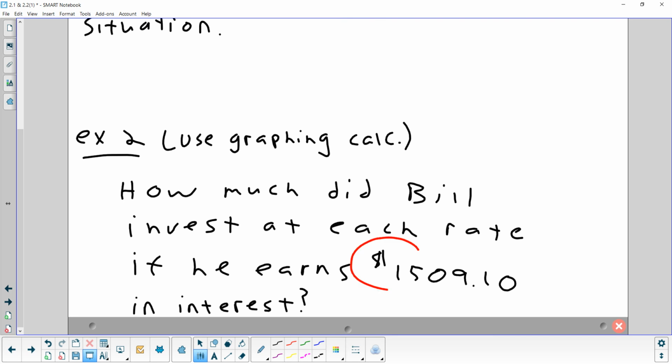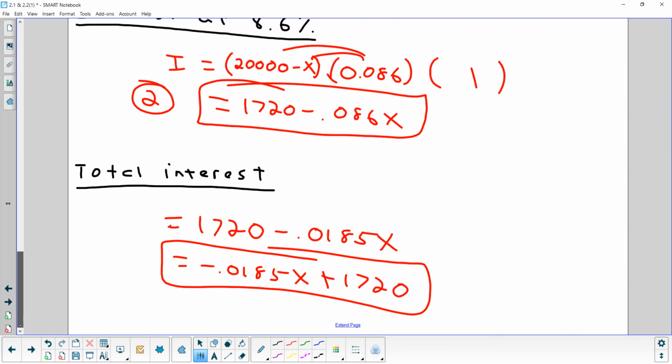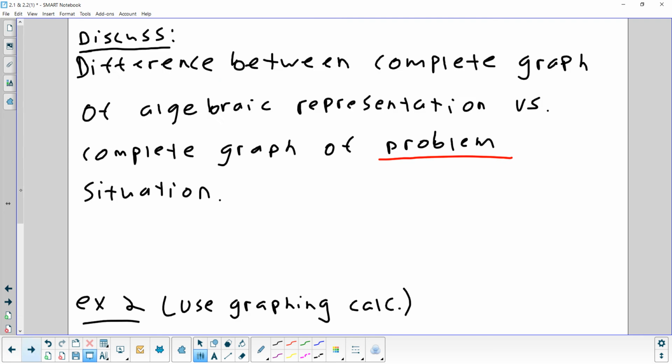So let's see if we can figure out first where that's going to go. He earned a total of $1,509.10. Let me go back to my formula for a second. Where is that going to go in my total interest formula, Tim? On the left of the equation. Yeah, it's going to go on the left-hand side, right there. We're going to set the total interest formula equal to that and solve.